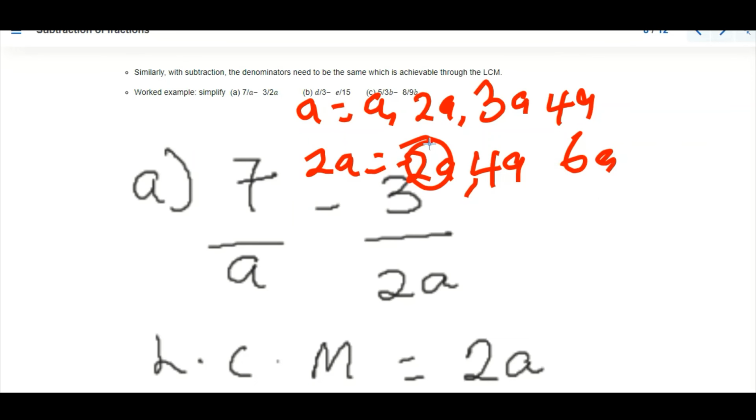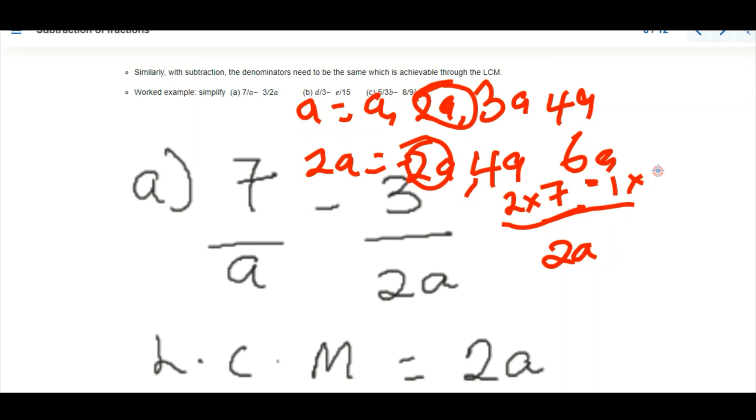If you look at it, the lowest common one here is what? 2A. So the LCM is going to be 2A. Now, how many times can A go into 2A? That is 2. So we have 2 multiplied by 7, minus, how many times can 2A go into 2A? That is 1. So 1 multiplied by 3.